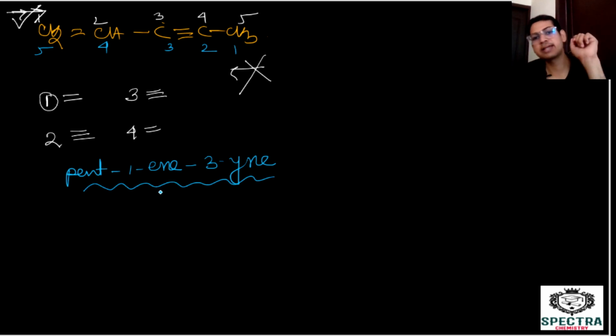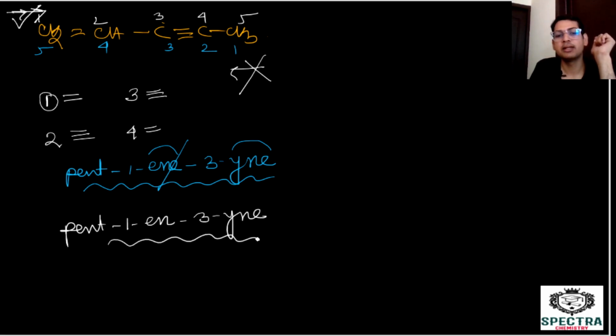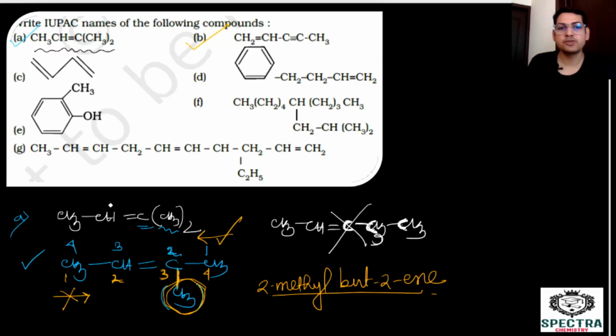Sir, if I write this, will I get the full marks? No, you will not get the full marks, because whenever you are having "en" and "yne" together, the last e you have to drop. So sir, what is the ultimate naming of this? The ultimate name of this is pent-1-en-3-yne. That will be the perfect naming. Got it? I hope you got it, right? So by this way you have to do.